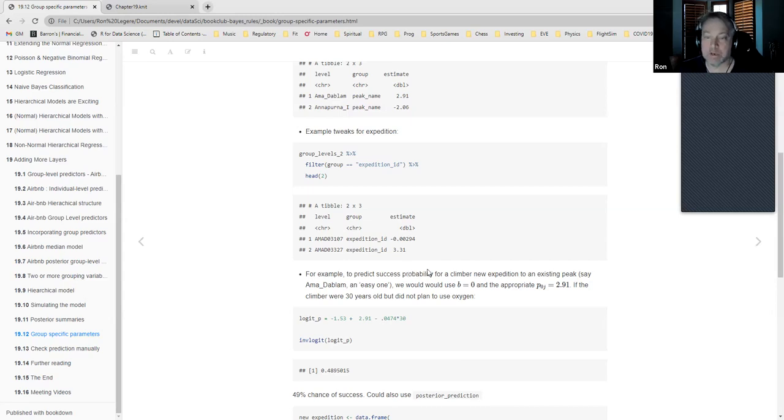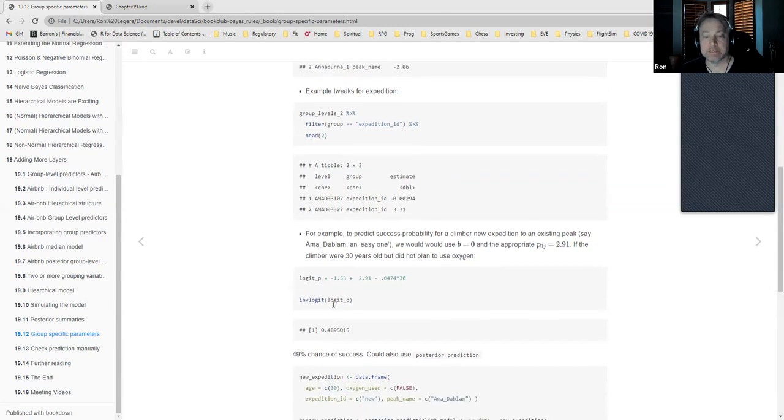For example, say we have a climber going on a new expedition to an existing peak. Let's go to the easy one, Ama Dablam. For the easy one, we have to use B equals 0, because we have to use the median tweak for expeditions, but we do have a peak tweak we can plug in. That's that 2.91 for Ama Dablam.